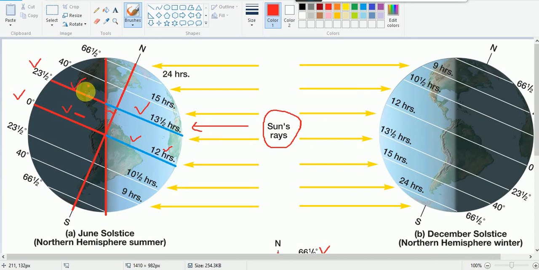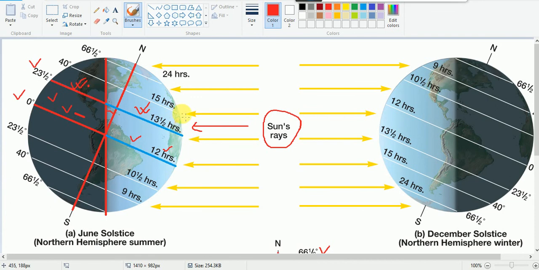Okay, just see here, see the length of the line. The red line represents the nighttime, and this red line is shorter than the blue line. That means at this place the daytime is longer than the nighttime. So this is the case of summer.